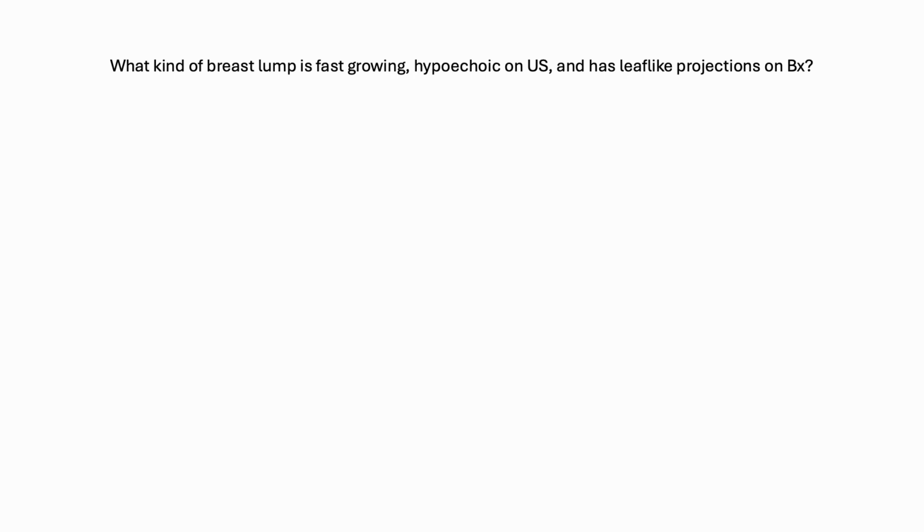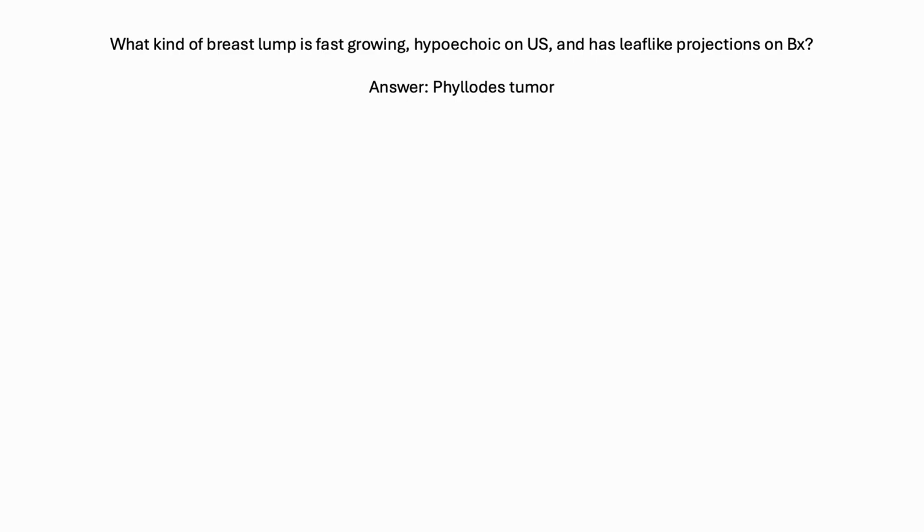What kind of breast lump is going to be fast-growing, hypoechoic on ultrasound, and has leaf-like projections on biopsy? So think of phyllodes tumor with these. The leaf-like projection is pretty obvious. These ones are going to be also very quick to evolve, and then they're going to show up hypoechoic, so a darker fluid type sac, but it's actually a tumor in this case.